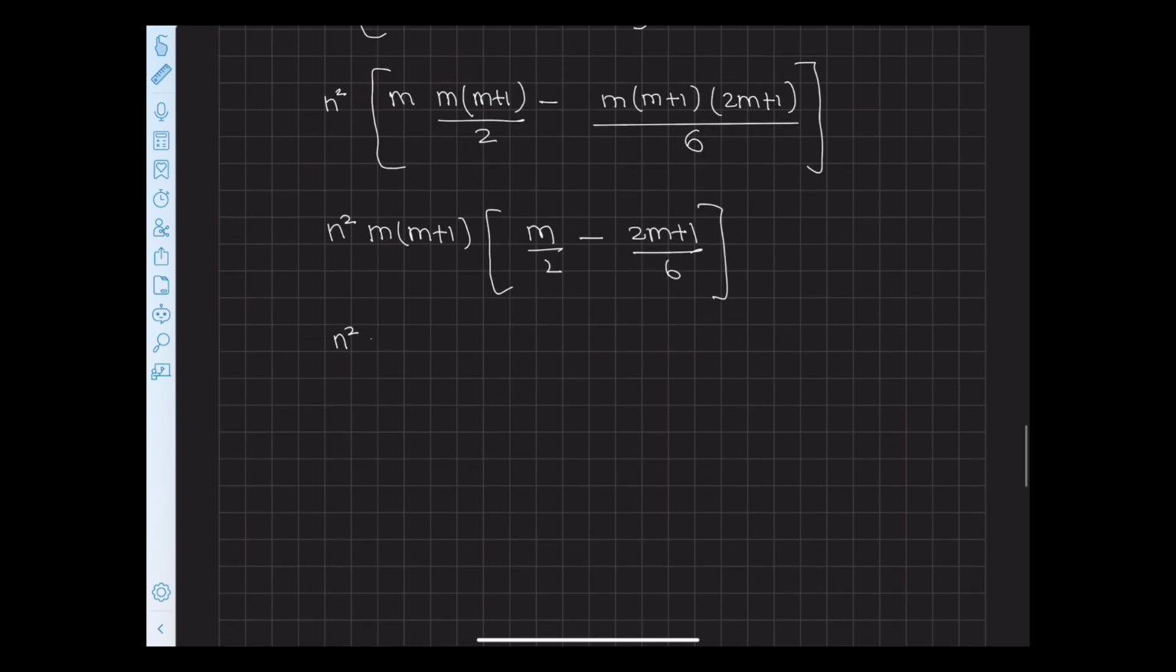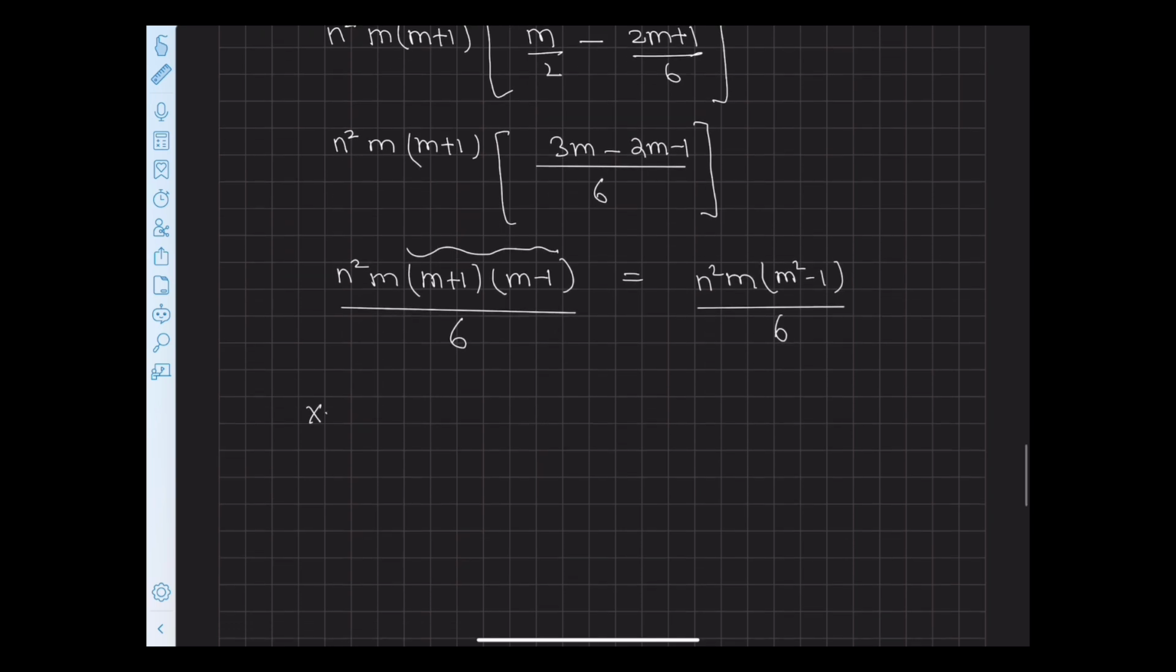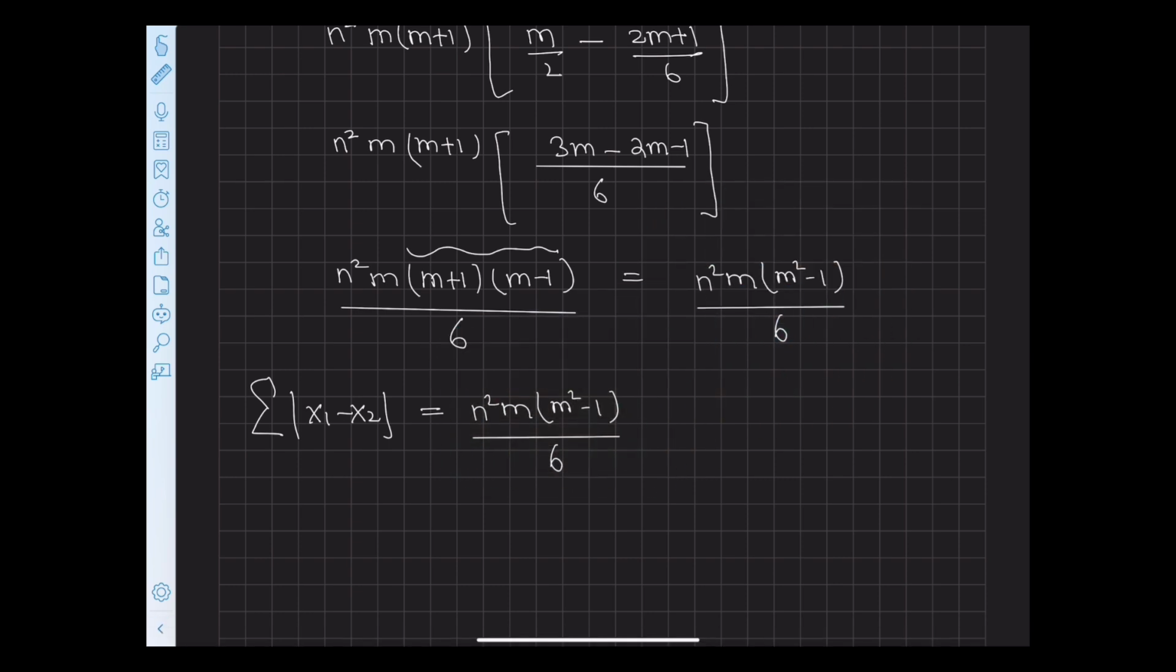If we simplify, we get 3m minus 2m minus 1. Now we're left with n squared m plus 1, 3m minus 2m is m minus 1 over 6. Well, m plus 1 multiplied with m minus 1, we can simplify that too. It's simply m squared minus 1 over 6. So here we are. All the possible summation of x1 minus x2 is equal to this. We derived a formula for this, right?